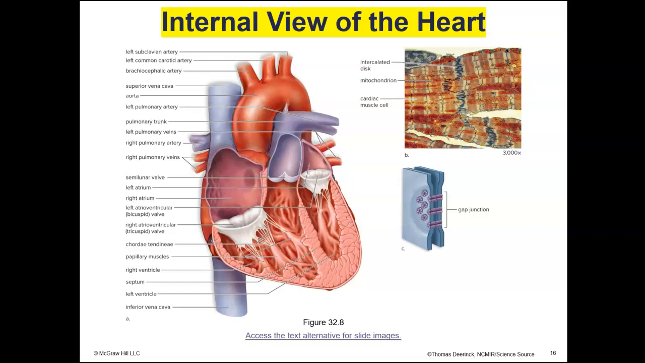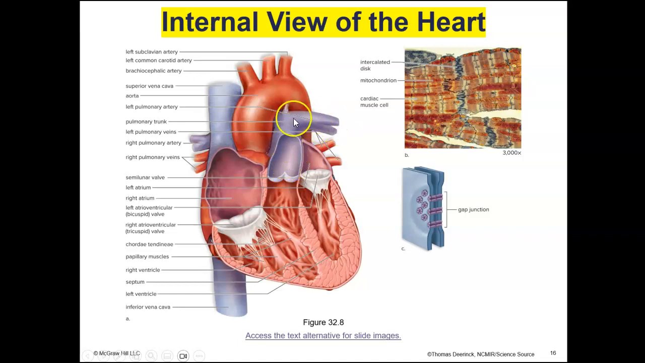So it's 12 structures that you have to know. All right, the right atrium, okay, the blood starts in the right atrium. It begins here. This is where we're going to begin. It passes through the tricuspid valve into the right ventricle, and then it passes through the pulmonary valve into the pulmonary trunk and then the pulmonary arteries.